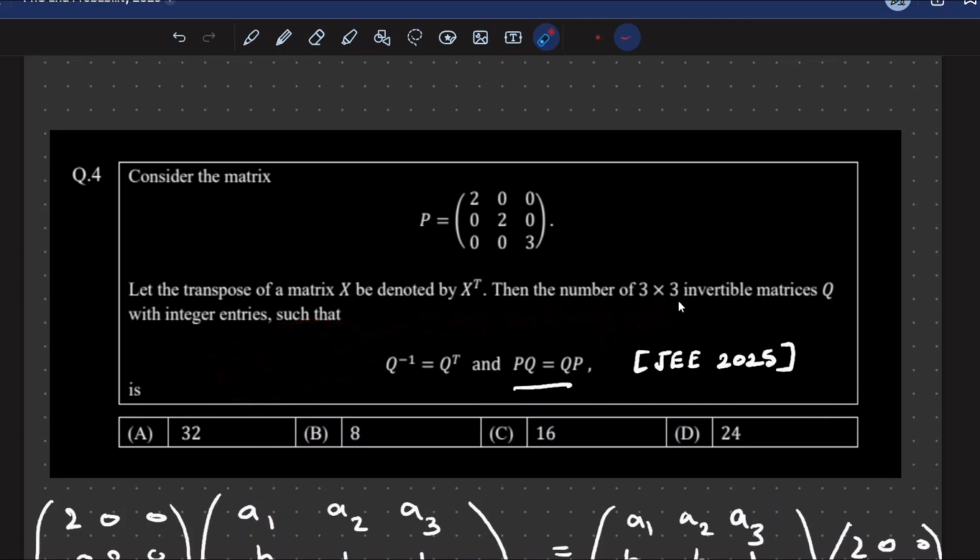Do you all know the condition for an orthogonal matrix? If you have an orthogonal matrix, the sum of squares of elements in the first row would be 1, in the second row would be 1, and in the third row would be 1, and the dot product of any two rows we take in the matrix would be 0.